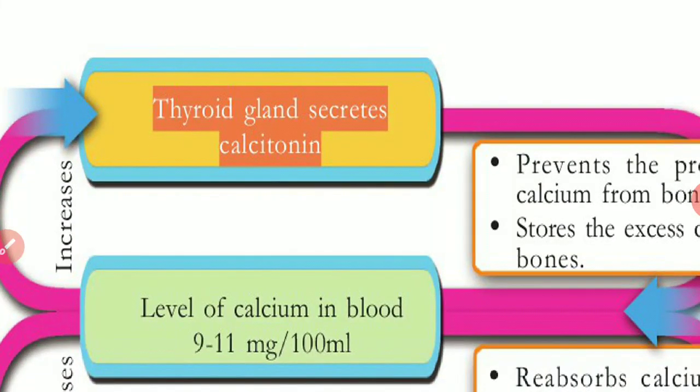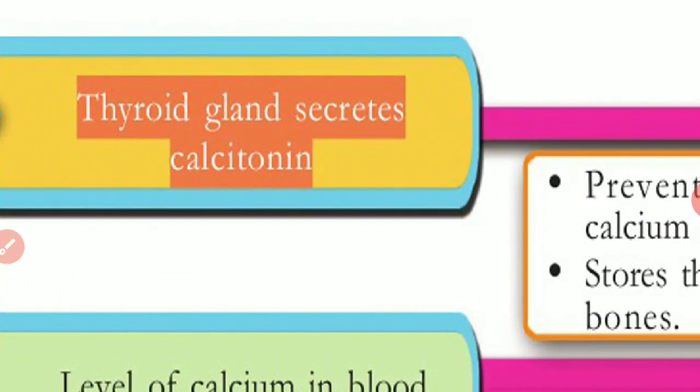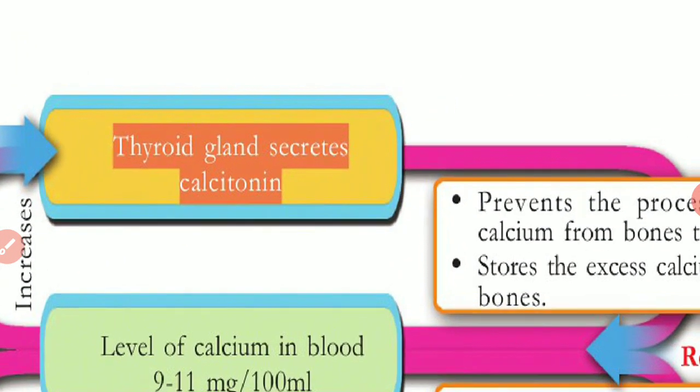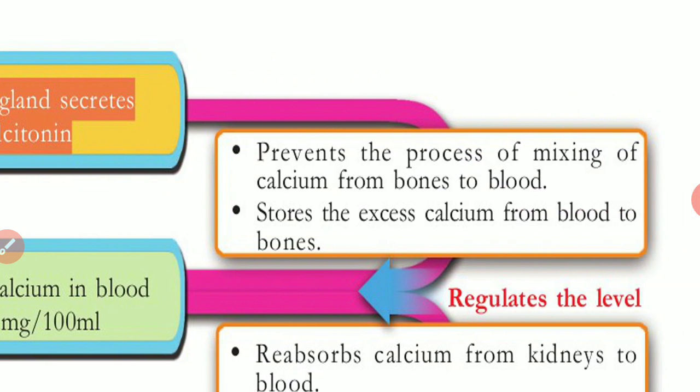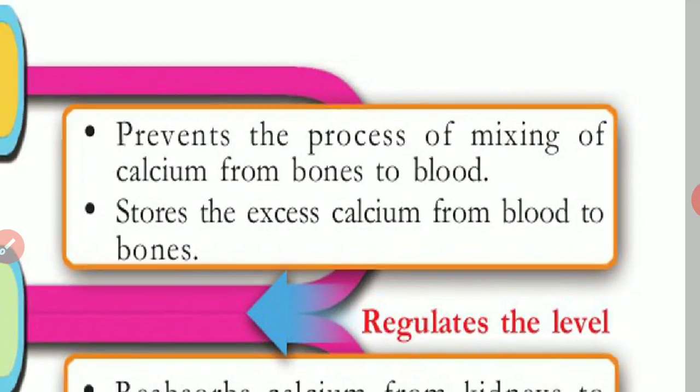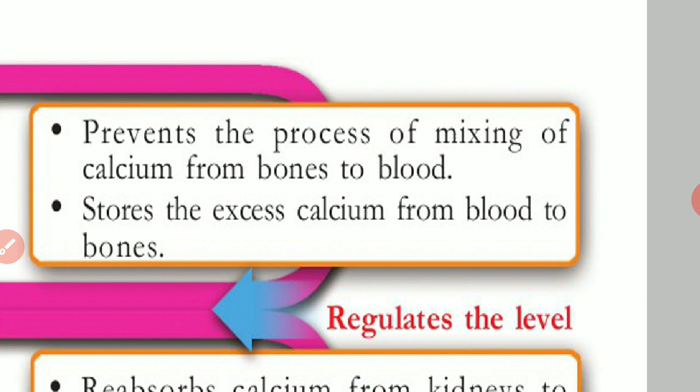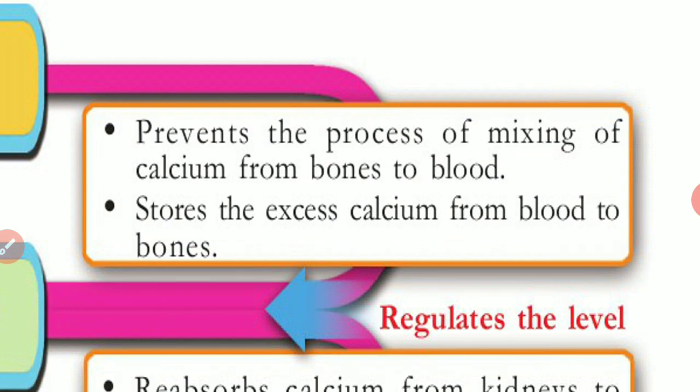When it increases in the blood, the thyroid gland secretes calcitonin. Then it controls the level of calcium in different ways. How does calcitonin control it? First, it prevents the mixing of calcium from bones to blood. Second, it stores the excess calcium from blood to bones. These are the two ways by which calcium is controlled by calcitonin.